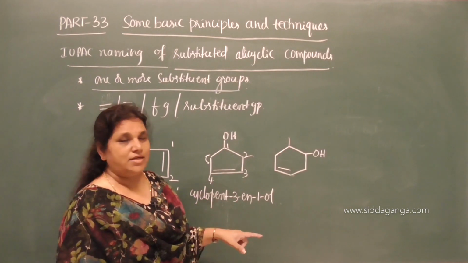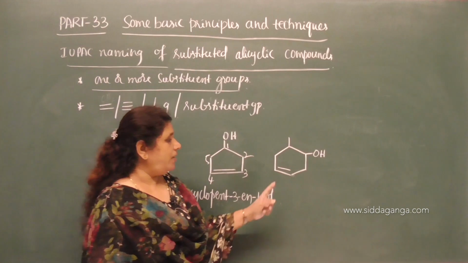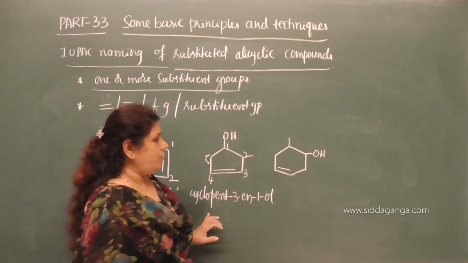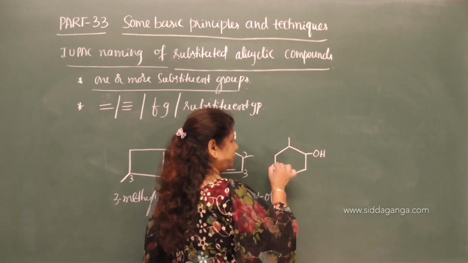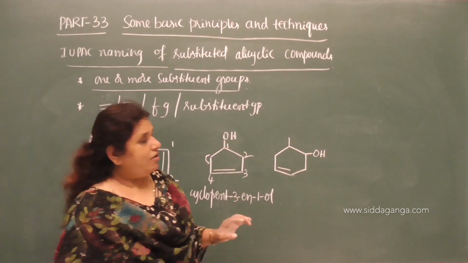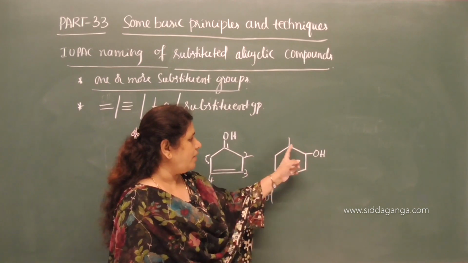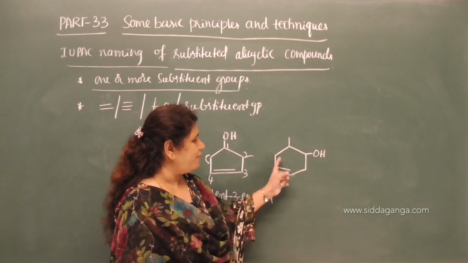If this is the case, preference should be given first to the functional group, then to the double bond, and then to the substituent group. If we give the number from this end, 1, 2, 3, 4, 5, 6, the sum is 1 plus 3, 4, 4 plus 6, 10. And if you give the number from this end, 1, 2, 3, 4, this gets the number 4 here.